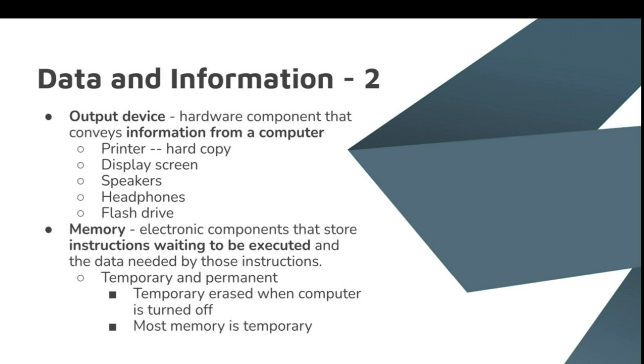Memory is an electronic component that stores instructions waiting to be executed and the data needed by those instructions. It can be temporary or it can be permanent. Temporary memory is erased when the computer's turned off, and most memory is temporary. Now, you may have guessed already that we're talking about RAM. So your RAM is erased when your computer is turned off.